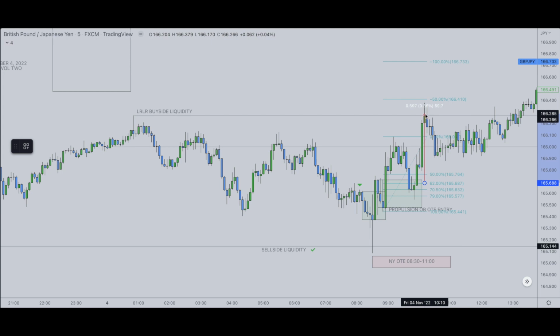So you're looking to get out above the buy side liquidity. So you're looking at about 60 pips all the way up to around 70 pips. So very nice clean move, and say your entry was here at the 62%, you're looking at a trade that played out in around 30 minutes. So nice scalp, nice intraday trade after the news release.